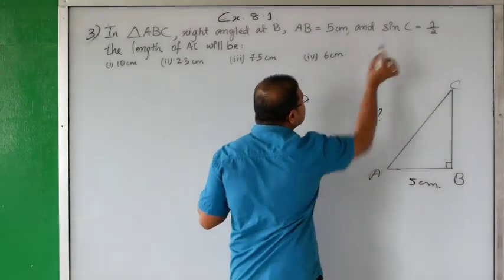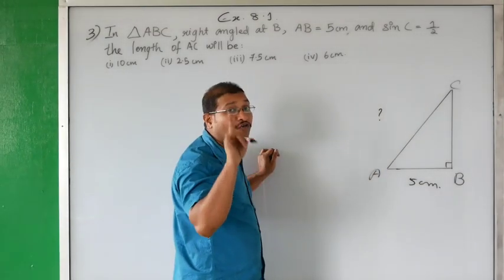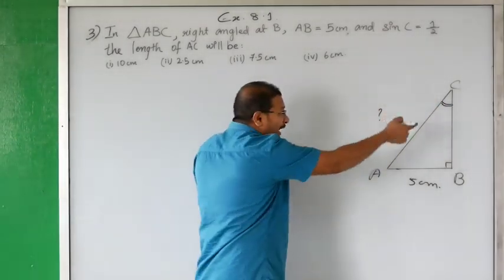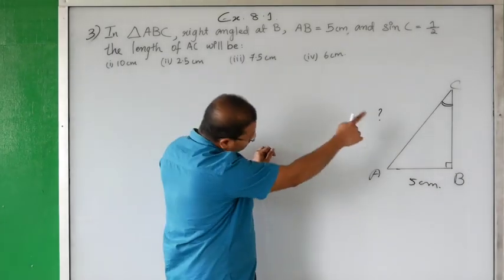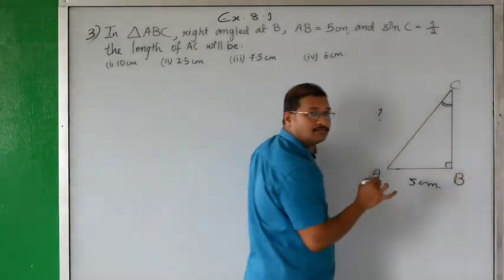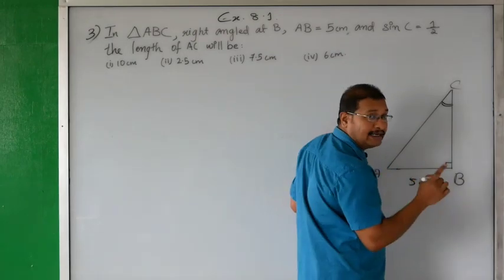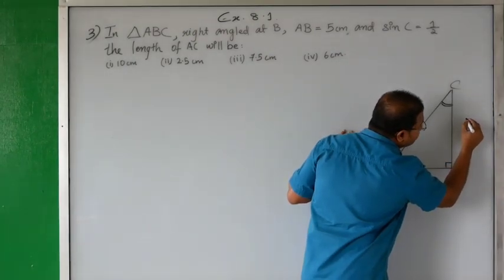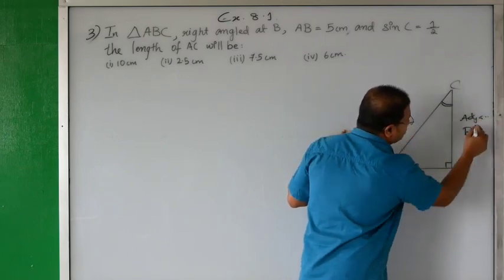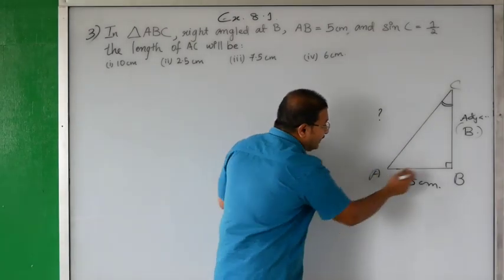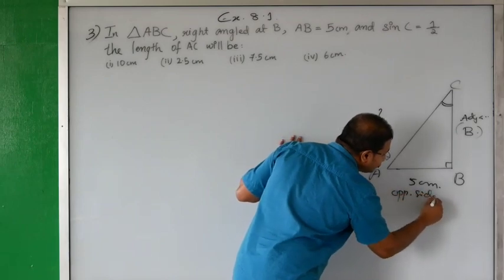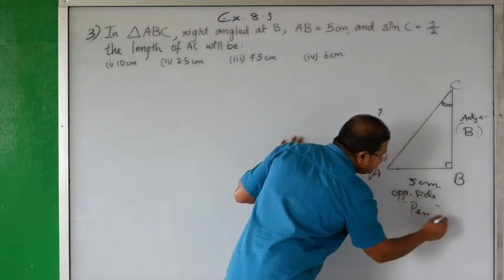But they're given sine C. Sine C means sine of angle C. So, angle C related. Ready? Here, what will be the nearby adjacent? Yes, BC will be the adjacent side. Otherwise, we call it as base. Adjacent side or base. And AB will be the opposite side. That is called perpendicular.